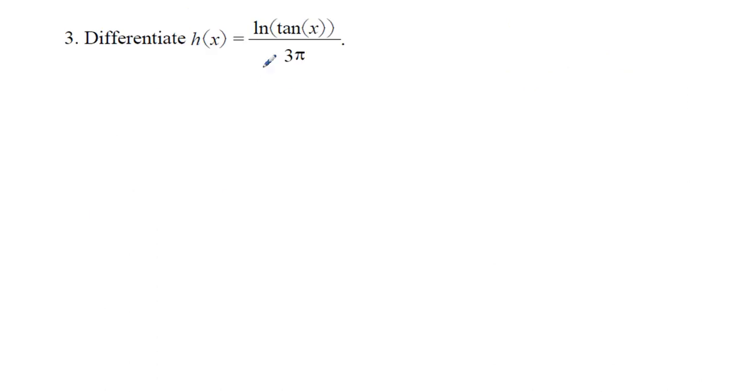Next problem we'll look at, 3: differentiate h of x equals the natural logarithm of tangent x over 3 pi. What I'm going to do for this one is make a slight rewrite to avoid confusion. I'm going to bring this 1 over 3 pi out front as a coefficient, and then we're going to have natural logarithm of tangent x.